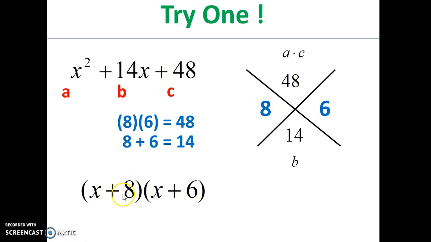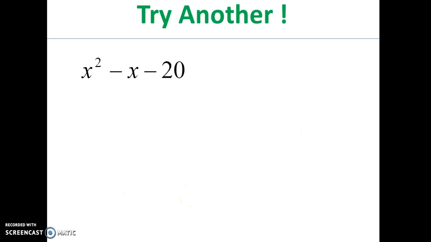Again, think of P and Q. Here, the sum of the two numbers, so 8 plus 6, 14. And here, the multiplication of the two numbers, 8 times 6. Try another one.